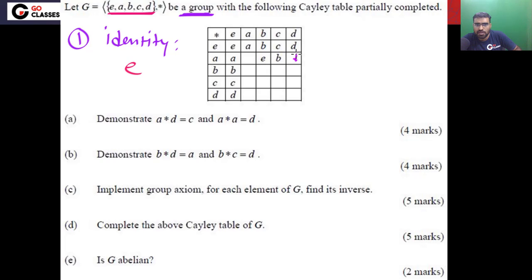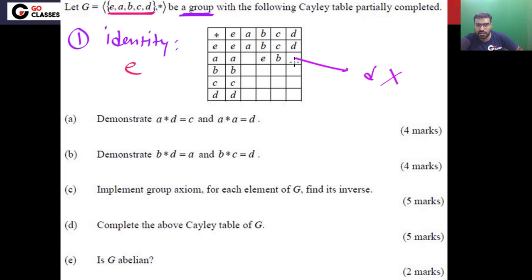D I cannot put, because in this column I cannot repeat. What is the reason? If I put D, then repetition will happen in the column, and this cannot happen in a group. In a group, you cannot repeat any element in a column. Look at this column. So I cannot put D here. Similarly, I cannot put B here because I cannot repeat this element. I cannot put E here. I cannot repeat the element in a row.